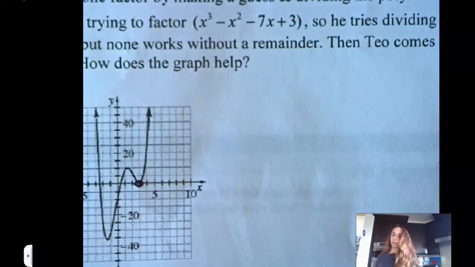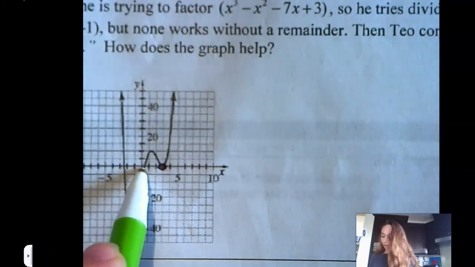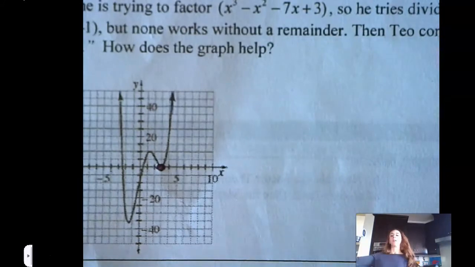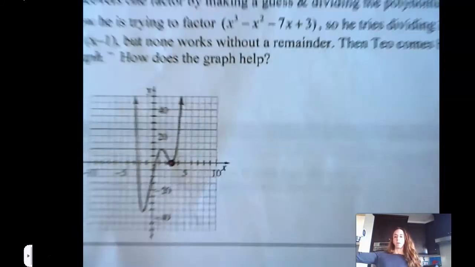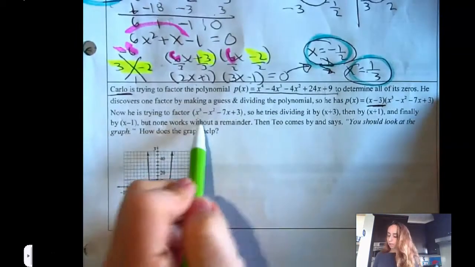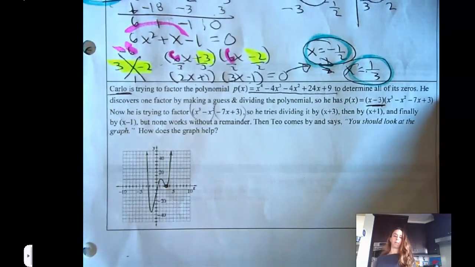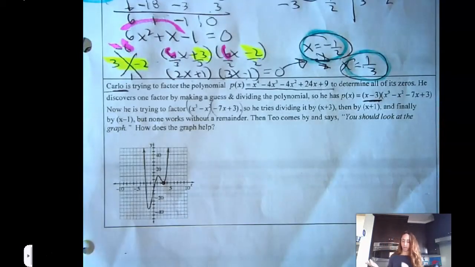So then it said he tried all the other ones, but he couldn't get them. Because if you look, that crosses at a decimal and that crosses at a decimal, so he couldn't do it. And Carlo was thinking, how am I supposed to get the other 2 answers? This looks like grouping, but if I tried to factor this by grouping, there wouldn't be a match. So how the heck am I supposed to get the other ones?